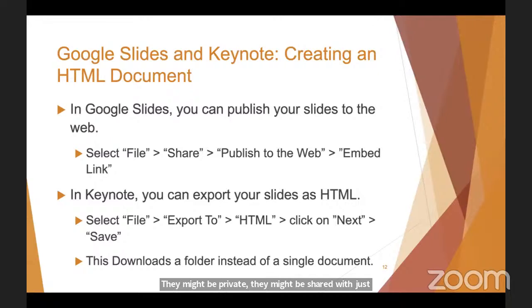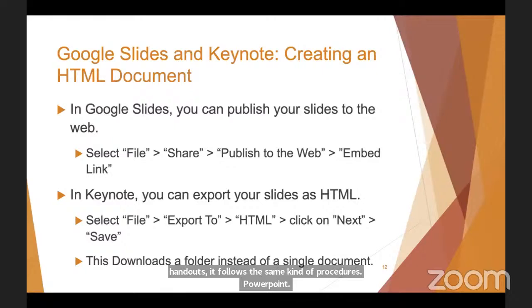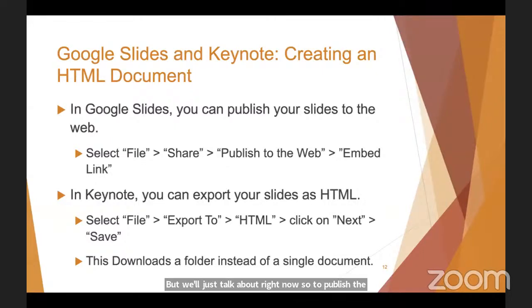If you want to create a document that you can hand out, it follows the same kind of procedure as PowerPoint, but we'll just talk about publishing right now. So to publish the slides to the web, you just select File, Share, Publish to web, and then embed link or copy link, and then you can set it to who you would like to see it. The other method would be exporting the PowerPoint into a text format, so a TXT format, and then editing it in your word processor and saving it as a web page.